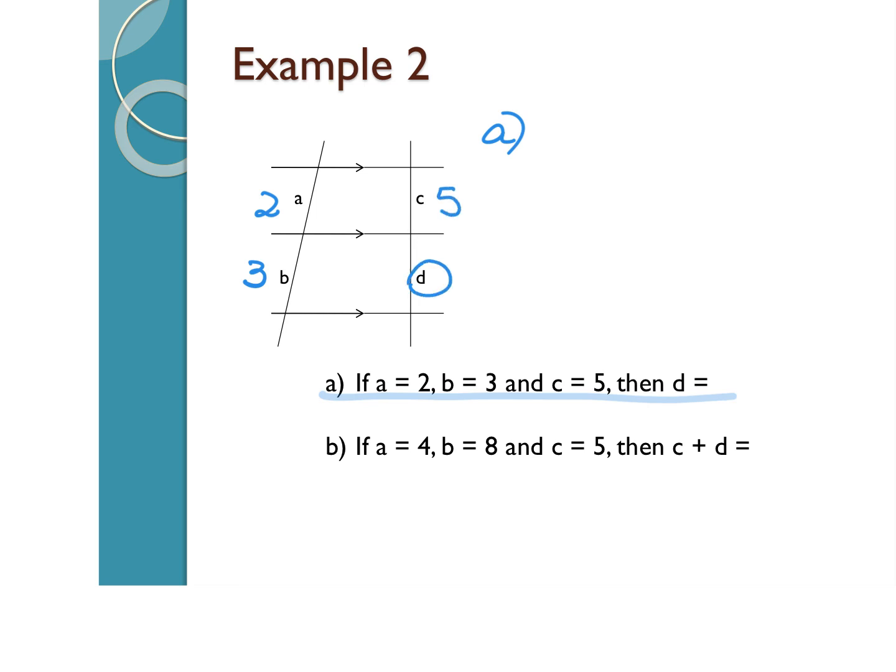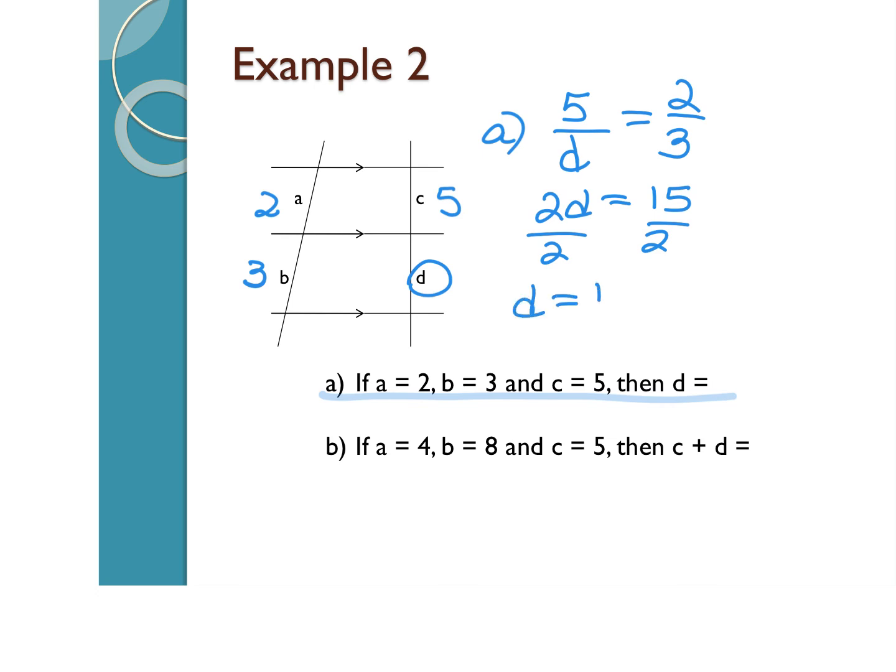So again, let's just set it up, top over bottom. We could do either left over left and then the right, or let's just do it consistent. Let's do right and then the left. Nothing to simplify, so let's just cross multiply. So 2 times D, 5 times 3, divide by 2, and D equals 15 over 2, which simplifies to 7.5 as a mixed number, or as a decimal, 7.5.